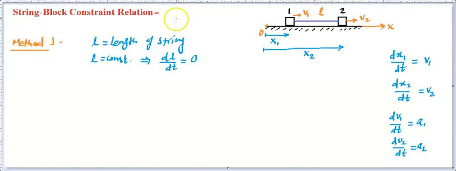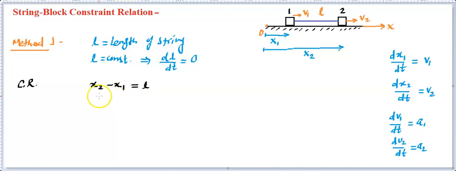Now in this particular situation, what is given to us? Can we say that at any instant of time this distance will remain L? That means x2 minus x1 is equal to L. So now we are writing the constant relation. The constant relation is the position of 2 minus the position of 1 is equal to L. So that is a constant relation in positions.